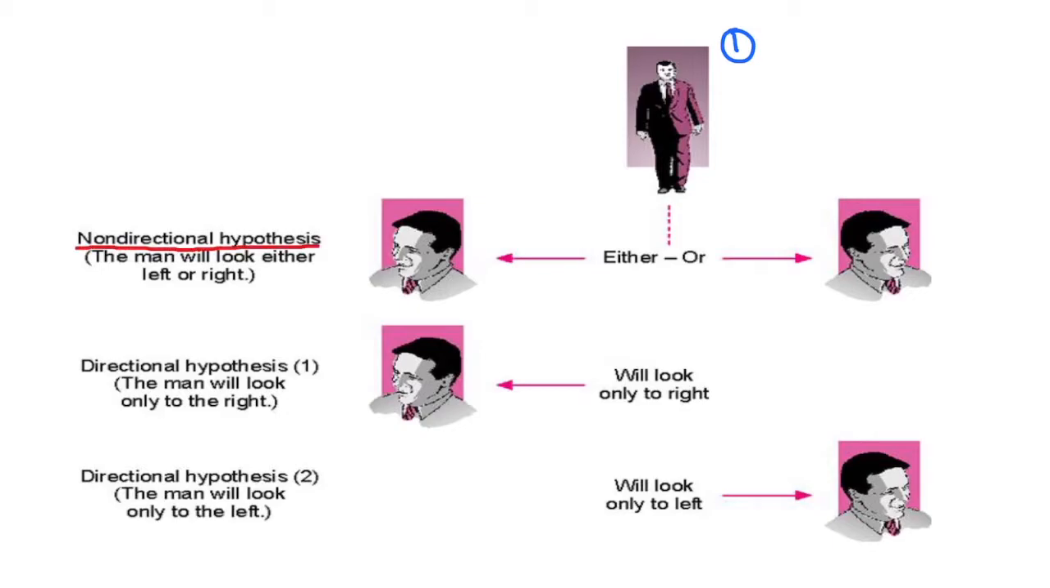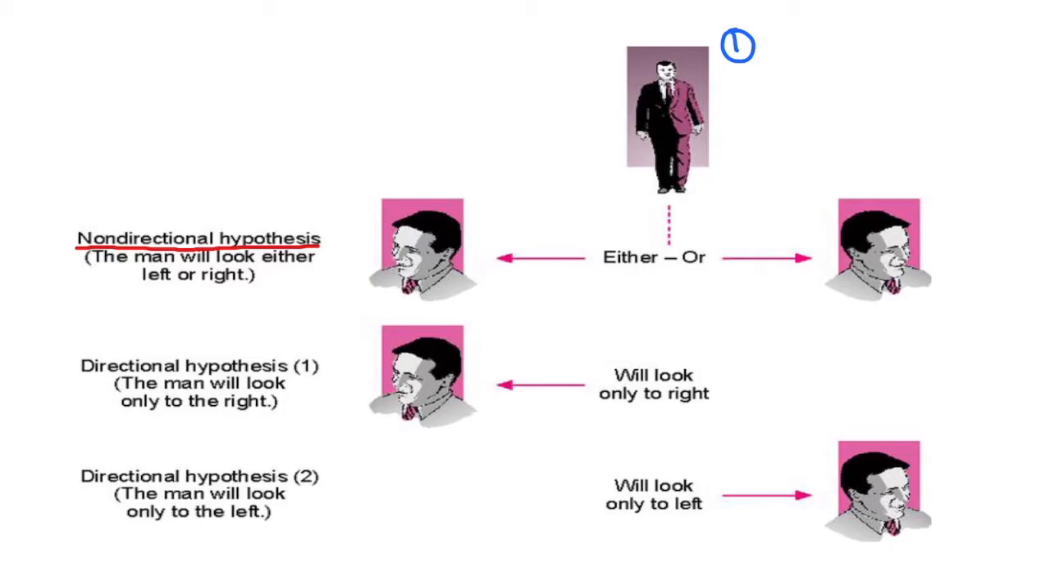And so the reason that we say that this is a non-directional hypothesis is because we have not set a specific direction by which this gentleman will look. We've said that either a look to the left or a look to the right might occur. So again, we haven't set anything in stone. So that's our non-directional hypothesis. Now, for the directional hypothesis, you'll notice that based on this image, we can actually set this in two ways.